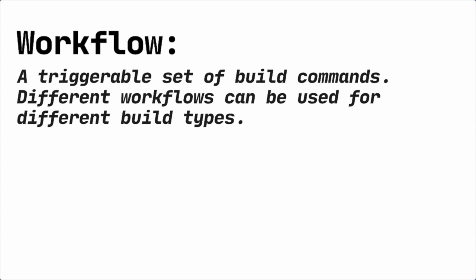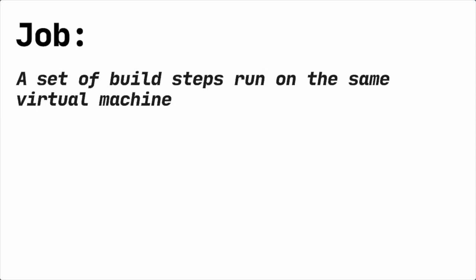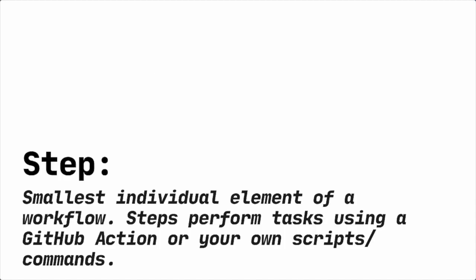Now, a workflow within the context of GitHub Actions is a triggerable set of build commands, and different workflows can be used for different build types. And we're going to look at examples of several different types of builds as we move forward in the talk. Now, a job is a set of build steps run on the same virtual machine. And finally, a step is really the smallest atomic unit of this build process. And it's really a single task.